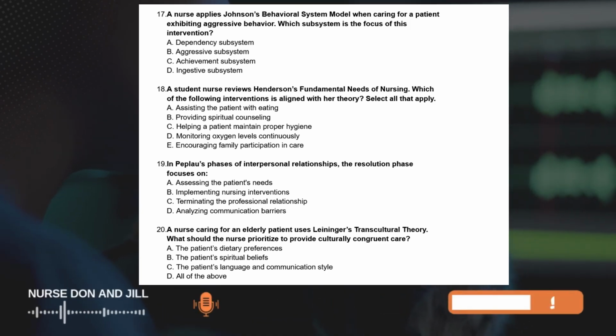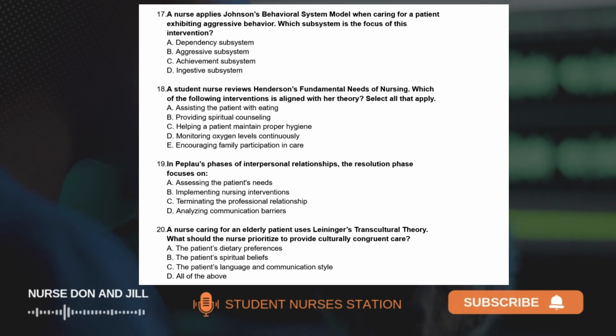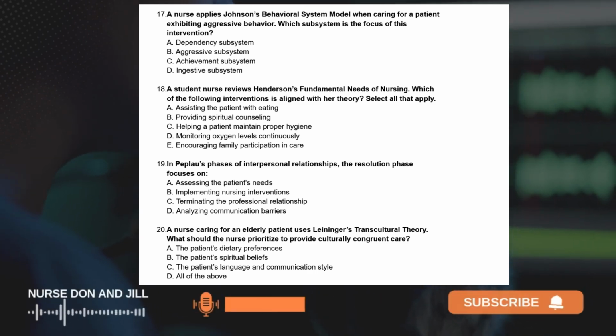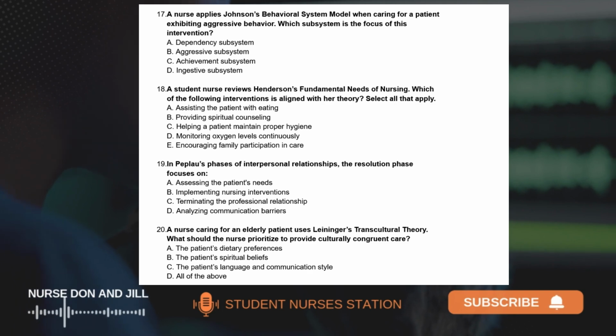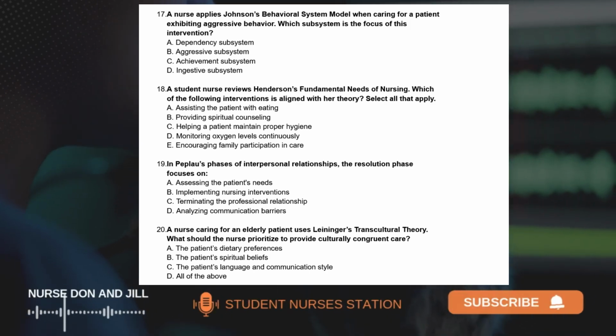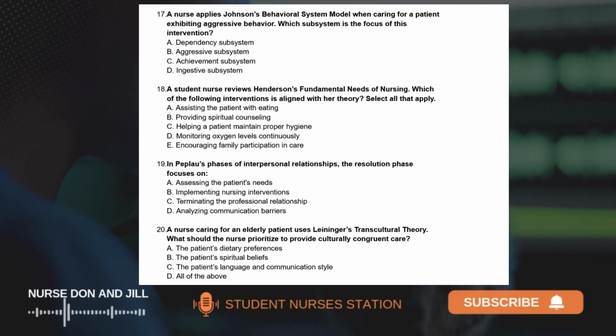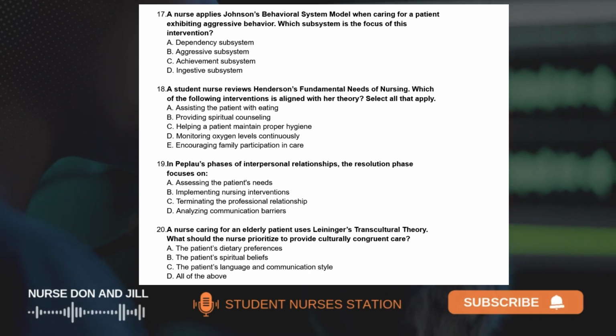Right. So we have to choose the answer that shows that focus on providing care that respects the patient's background. I think the answer has to be D, all of the above. Yeah, I agree. We need to think about the patient's diet, their spiritual beliefs, how they communicate. We can't just assume that everyone is the same. Exactly. Leininger's theory reminds us that culture influences how we view health and illness, and even how we heal. It's about recognizing that there are many different ways of seeing the world. It's about opening our minds and appreciating all that diversity. Absolutely. And when we take the time to understand our patients' cultural perspectives, we can build better relationships, provide more effective care, and create a more welcoming healthcare environment for everyone.